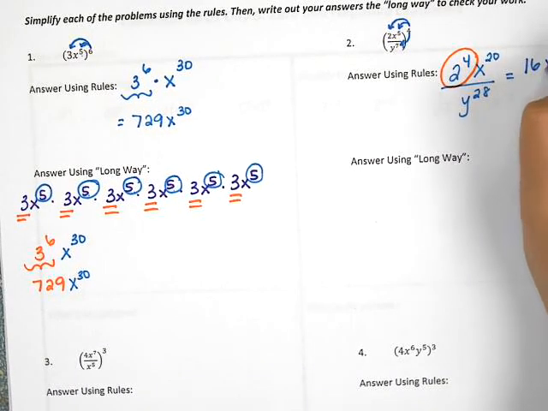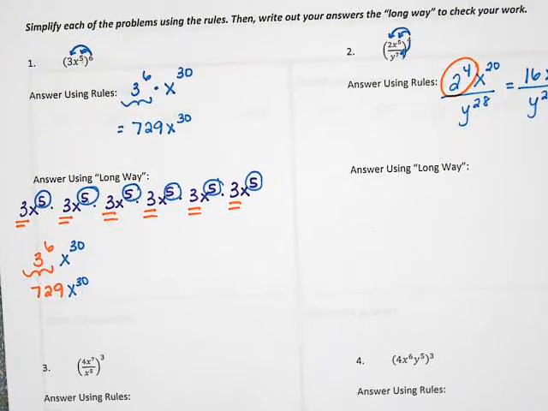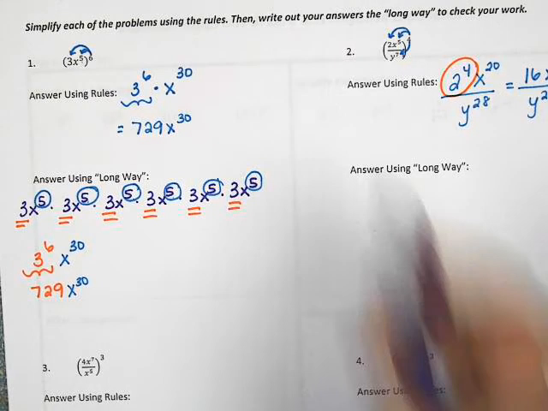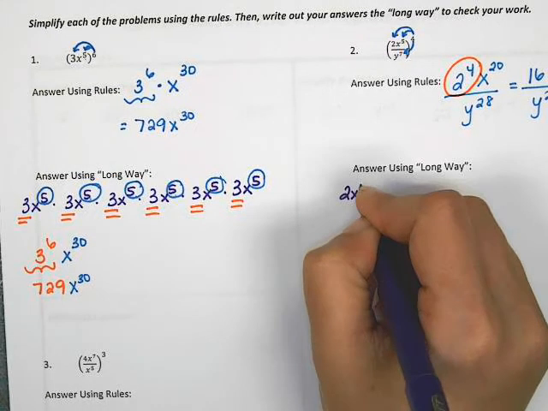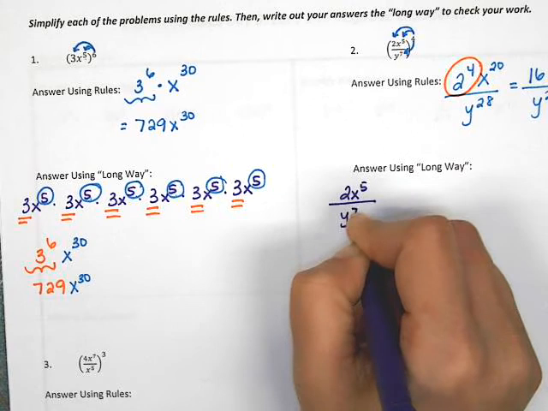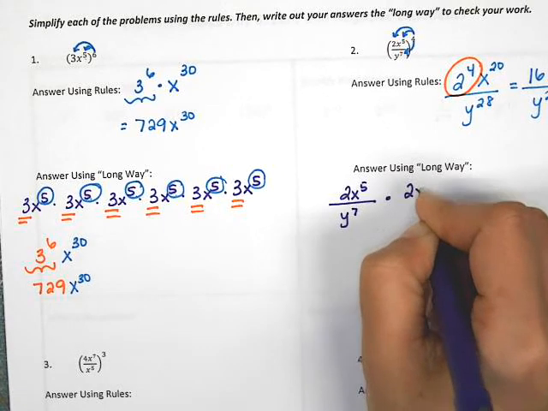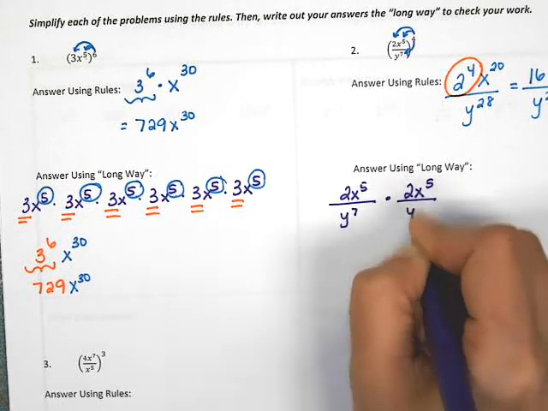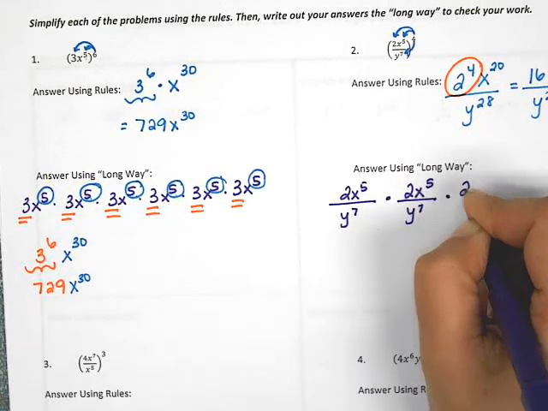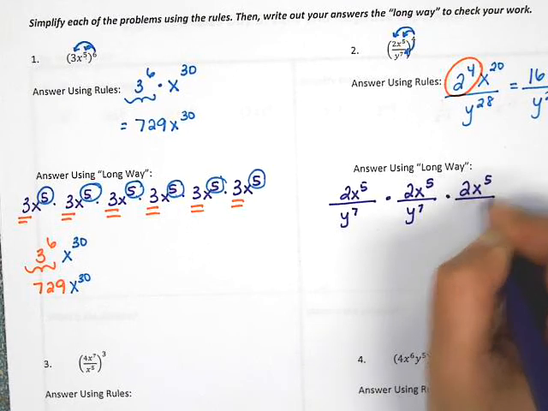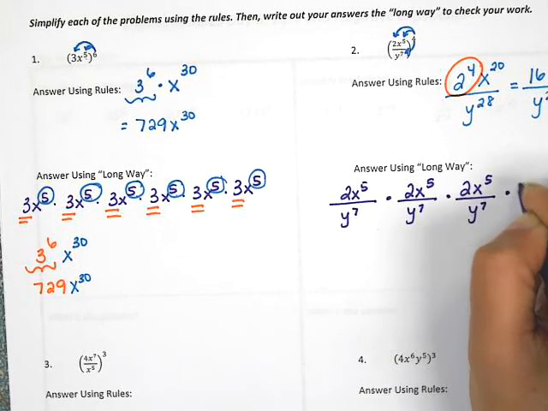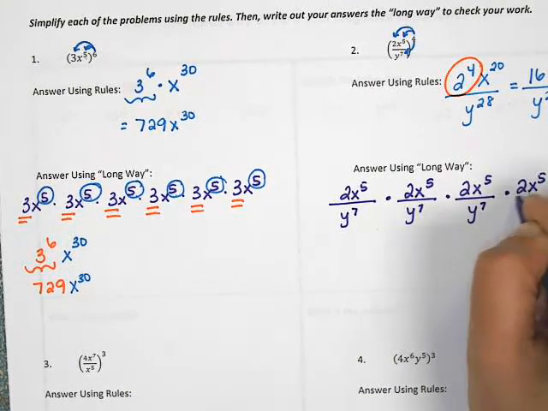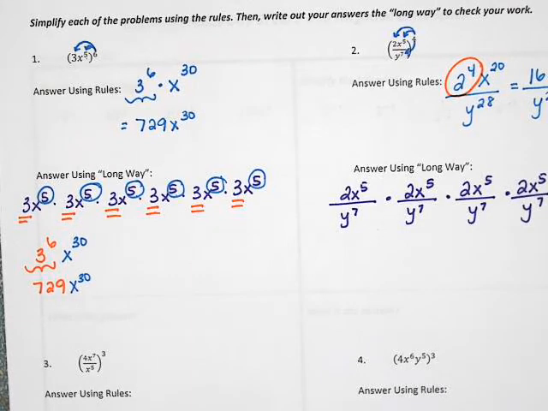So I would have 16x to the 20th divided by y to the 28th. Writing this out the long way would really be a bummer, but we could do it. We could write 2x to the 5th divided by y to the 7th times 2x to the 5th divided by y to the 7th times 2x to the 5th divided by y to the 7th times 2x to the 5th divided by y to the 7th.